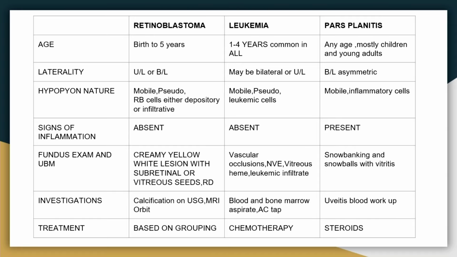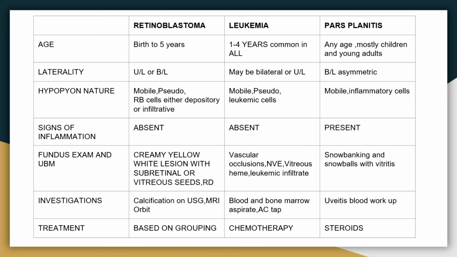Laterality: both retinoblastoma and leukemia can be unilateral or bilateral, and pars planitis is mostly bilateral, but it is asymmetric. The hypopyon nature: it is made up of infiltrative RB cells and/or leukemic cells, whereas in pars planitis it is made up of inflammatory cells. Signs of inflammation are characteristically absent in retinoblastoma and leukemia, whereas they are present in pars planitis.